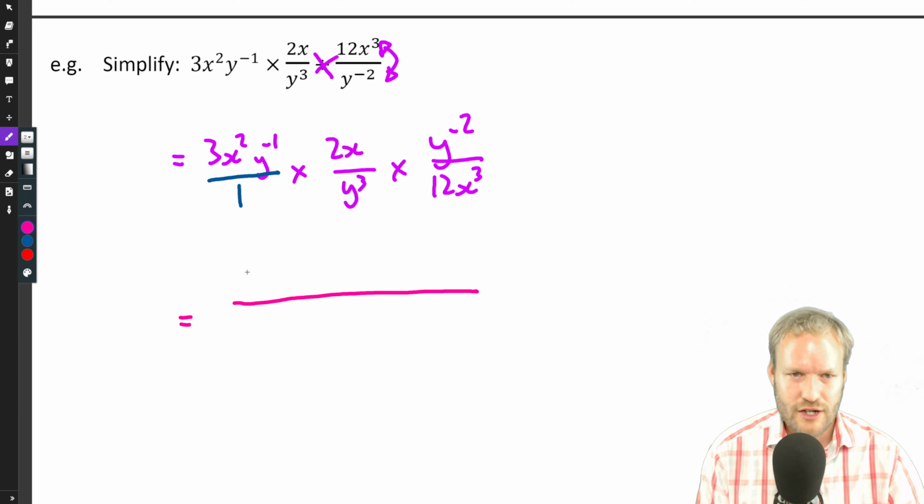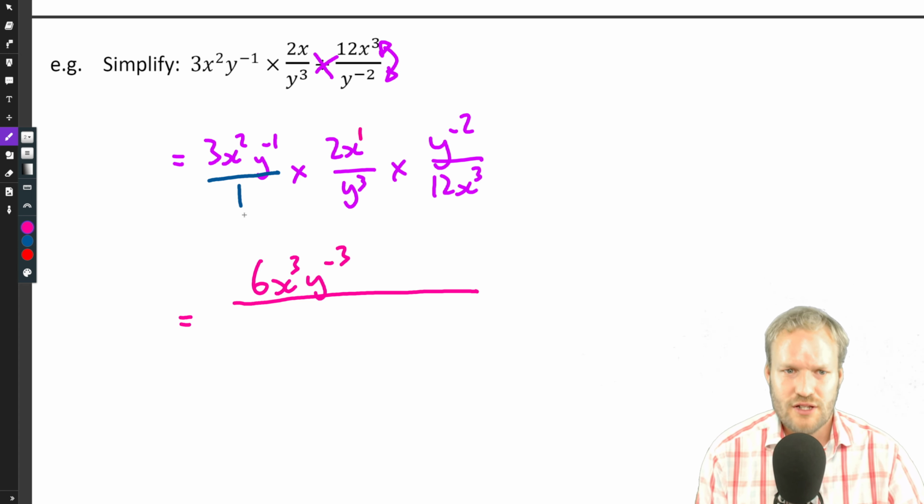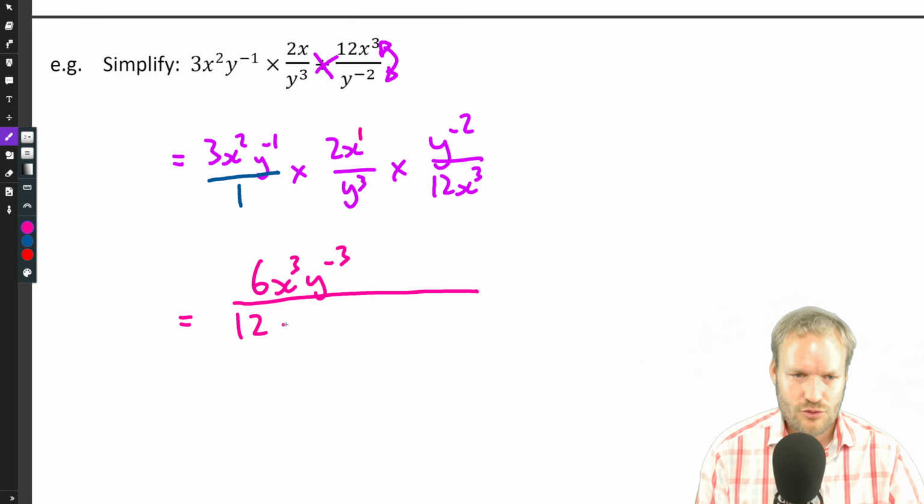So on the numerator, we've got 3 times 2, so that's 6. We've got x squared times x to the 1, well, that's just x cubed. Y to the minus 1 times y to the minus 2 is y to the minus 3. And we could do the same in the denominators. 12x cubed, y cubed.